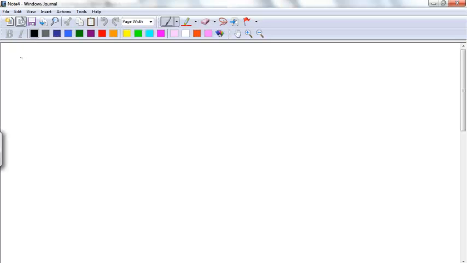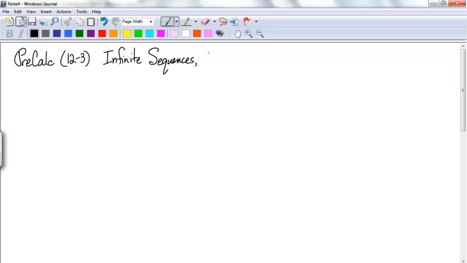Okay, so this will be on infinite sequences, series, and I'm going to add one thing to the title, limits. So it's infinite sequences, series, and limits. First, we're going to look at some different sequences and look at what they're approaching.